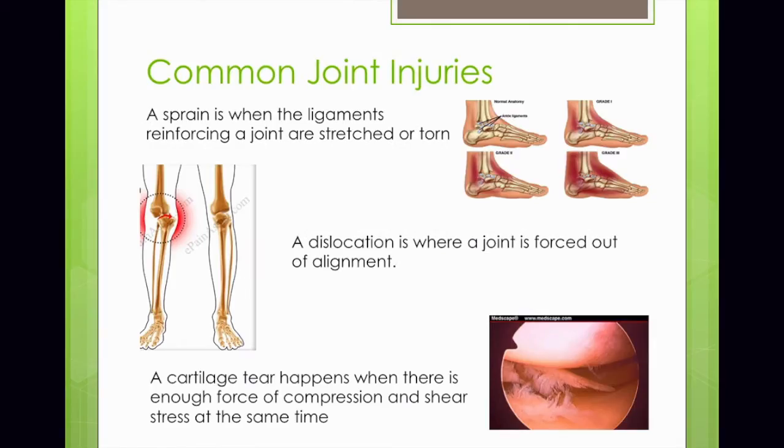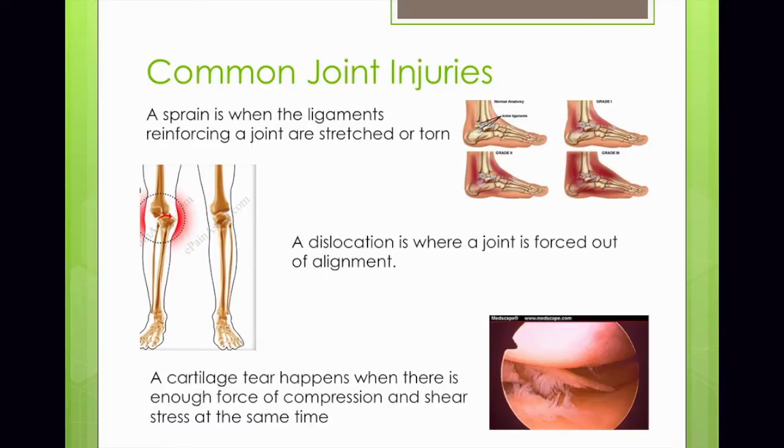A sprain is when the ligaments reinforcing a joint are stretched or torn. Most of us have all had an ankle sprain at some point. Ligaments that have been stretched or torn heal very slowly because of the lack of blood flow. A completely torn ligament needs surgery to either be sewn together, replaced with grafts like the ACL would need, or just plain old time and immobilization to heal.